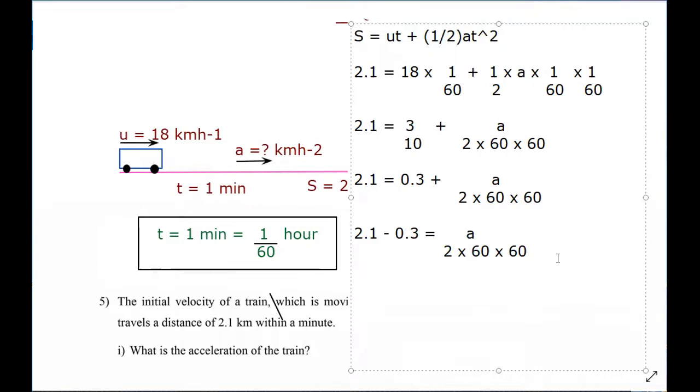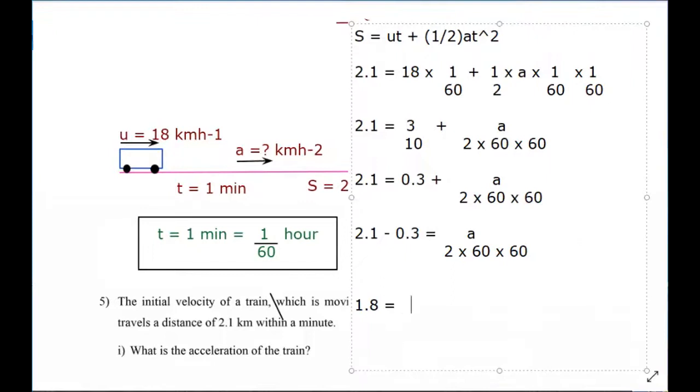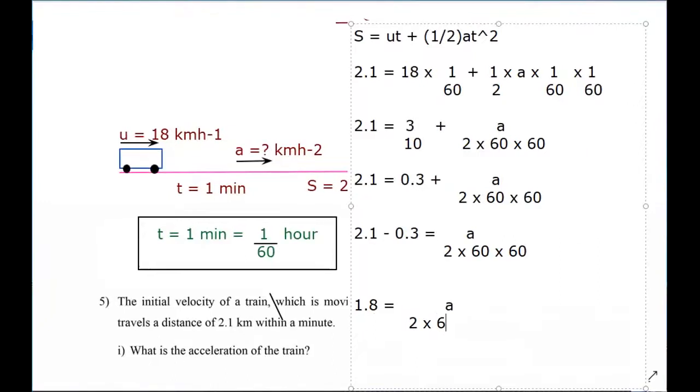1.8. 1.8. Very good. Why did you take time to give that answer? Right. Then a equals v divided by t, and t is half. What are the three numbers in the denominator? 2 into 60 into 60.